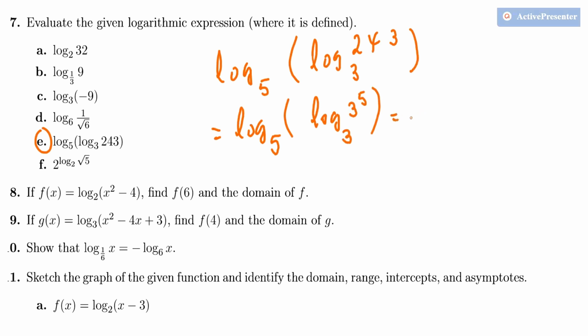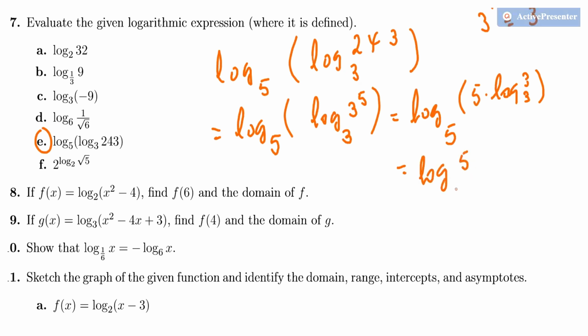So when you simplify the bracket, you get the logarithm to the base 5 of 5 times the logarithm of 3 to the base 3. The logarithm of 3 to the base 3 is 1, because 3 to the power of 1 is just 3. Therefore 5 times 1 is just 5. So we have a simplified number 5, and the logarithm of 5 to the base 5 is also 1. So this number equals 1.